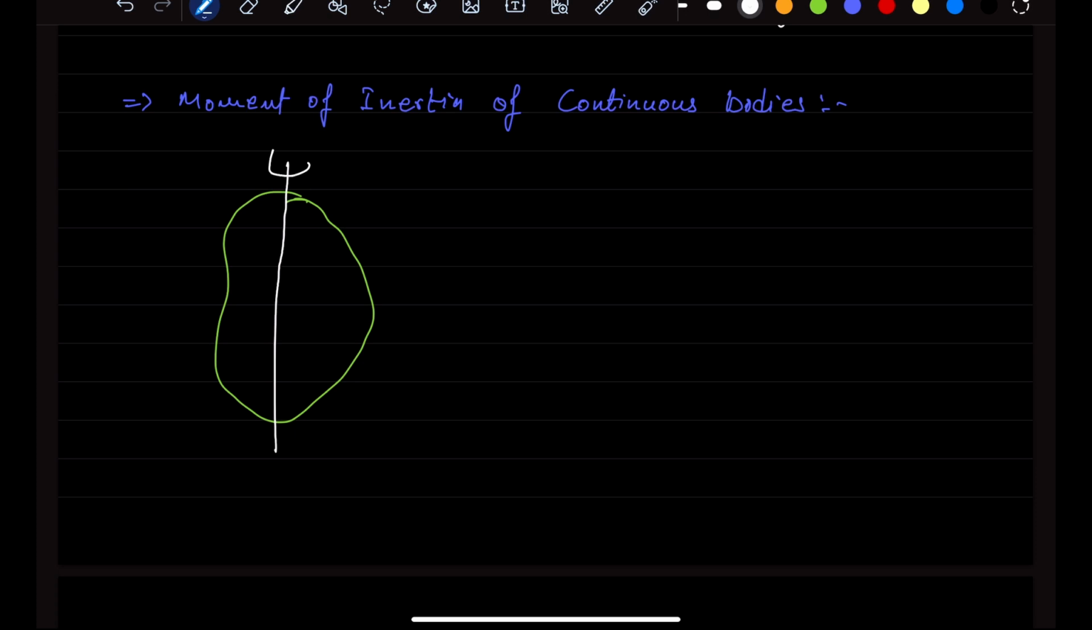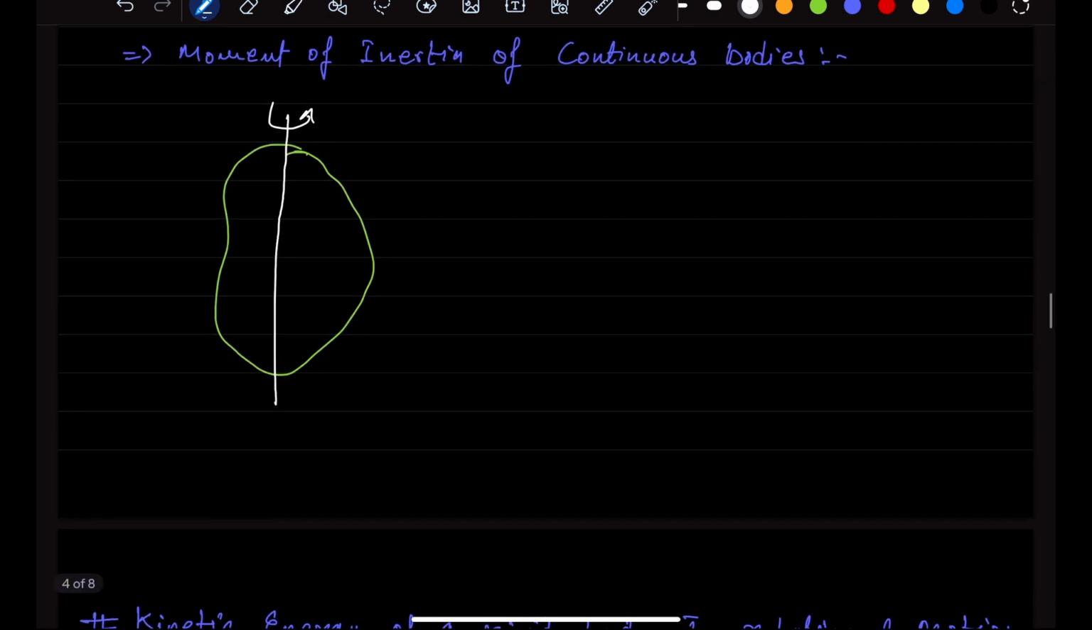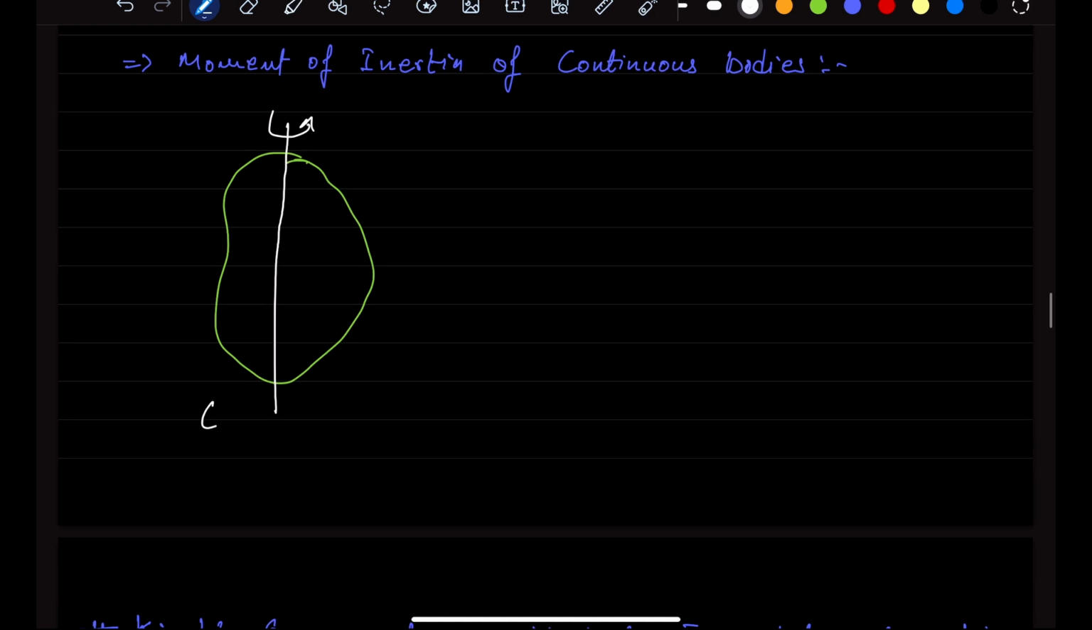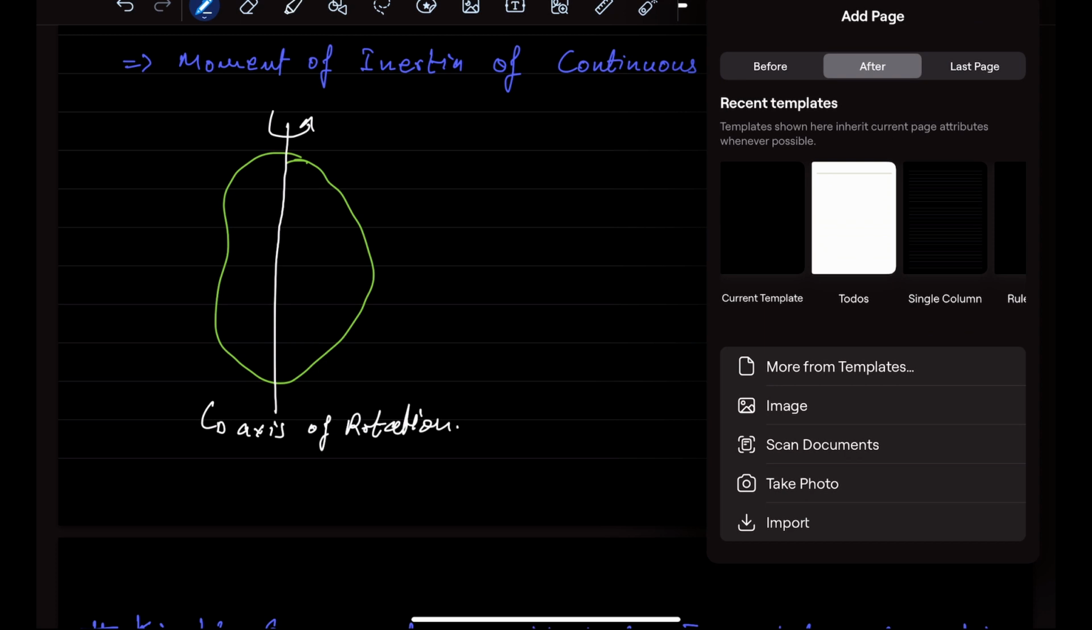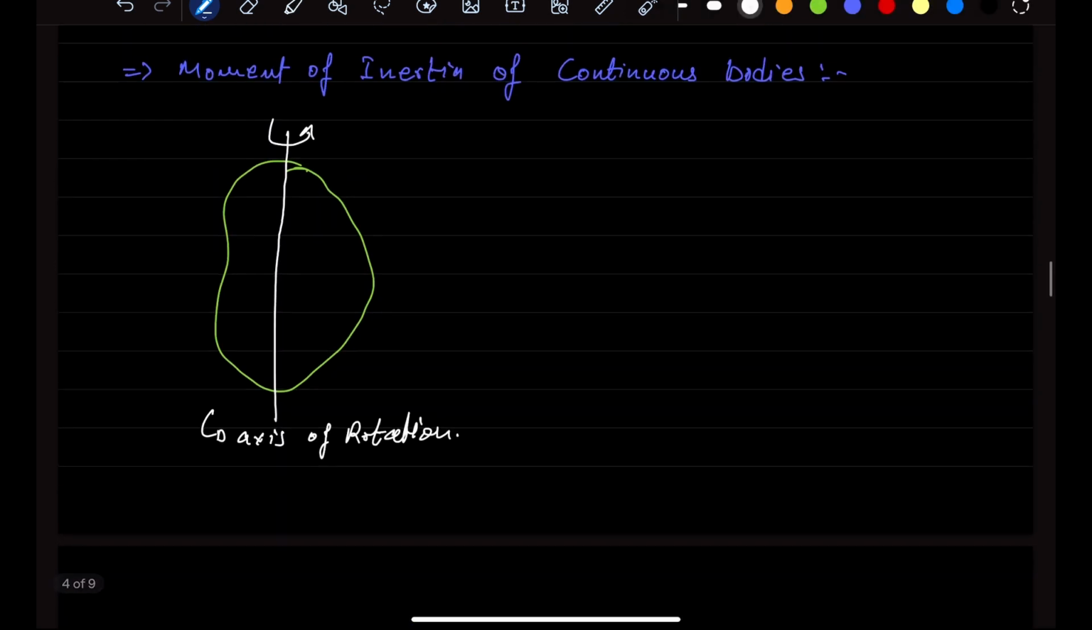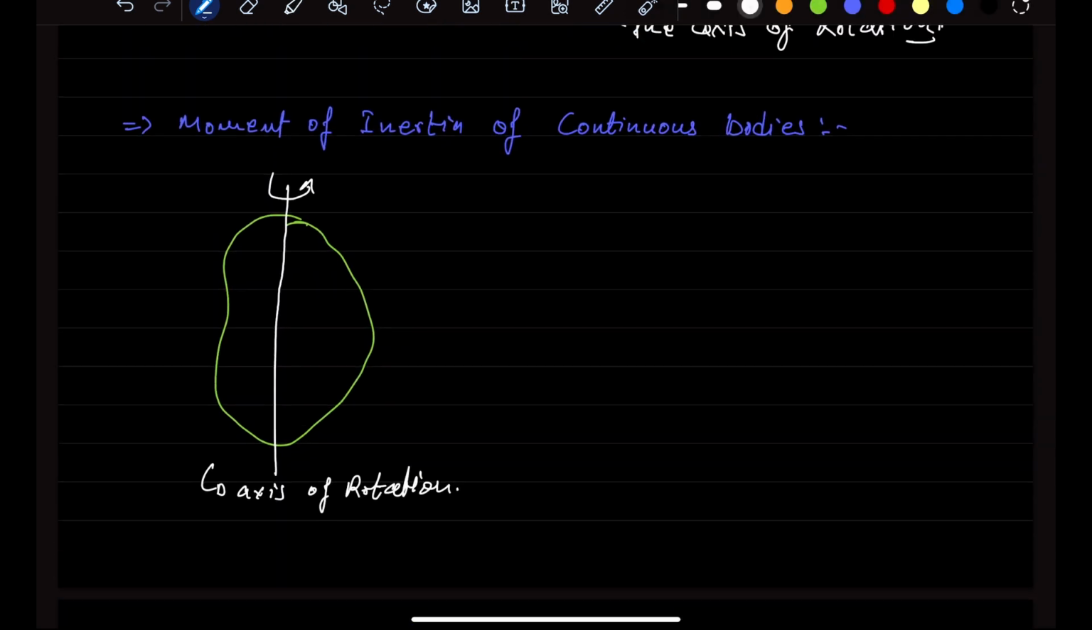Now till this point, I think you are able to understand the meaning of axis of rotation. Axis of rotation means the axis or the line about which the object is rotating, or the rigid body is doing the rotational motion.